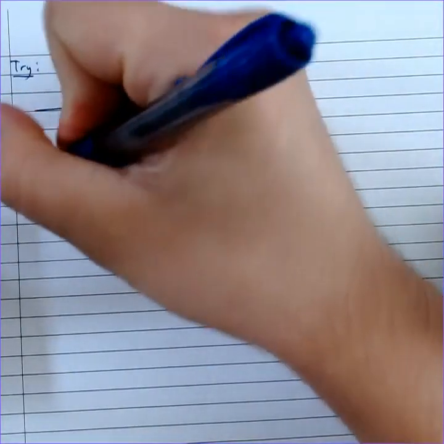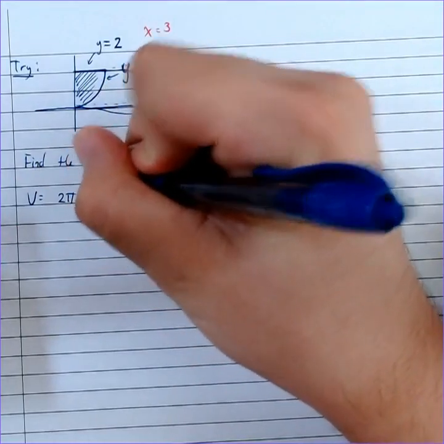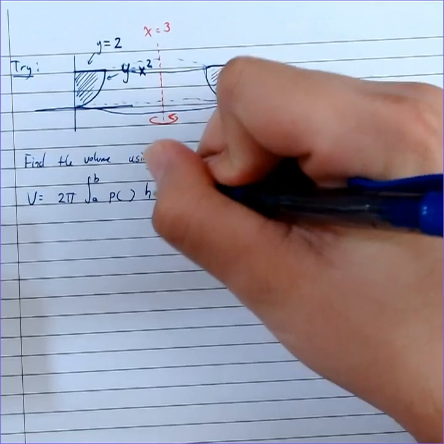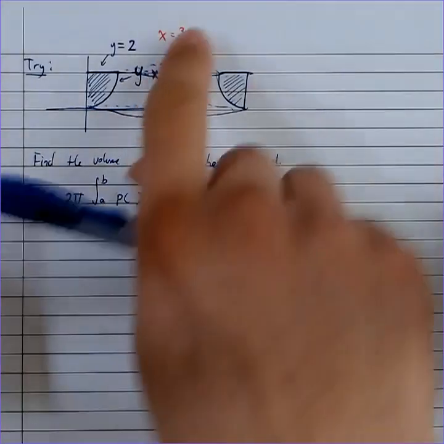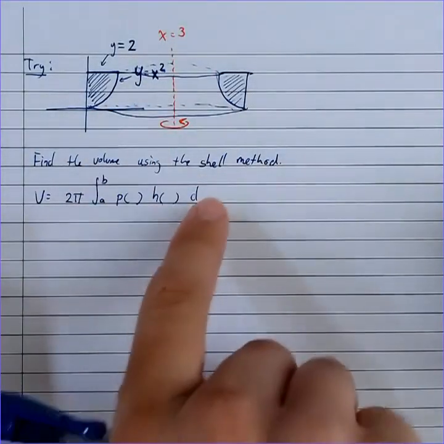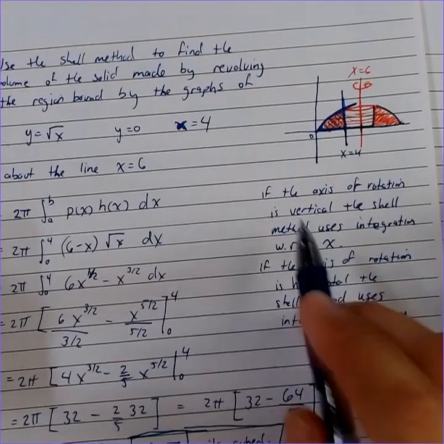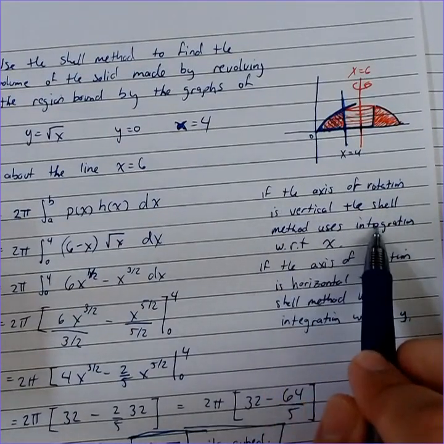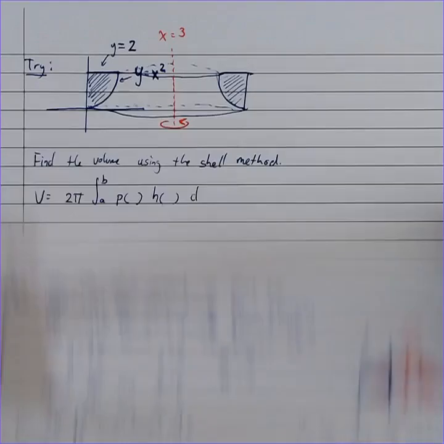All right, so let's take a look. To find the volume using the shell method, 2 pi, you're going to go from a to b of p of a variable, h of a variable, d of that variable. All right, so first of all, let's talk about what variable of integration we'll need to be using. Note that, as we mentioned before, if the axis of rotation is vertical, then the shell method will use integration with respect to the x variable. So here, that's what we have.